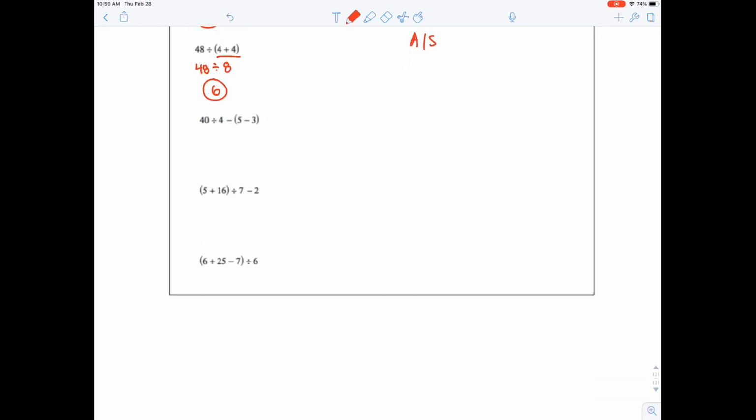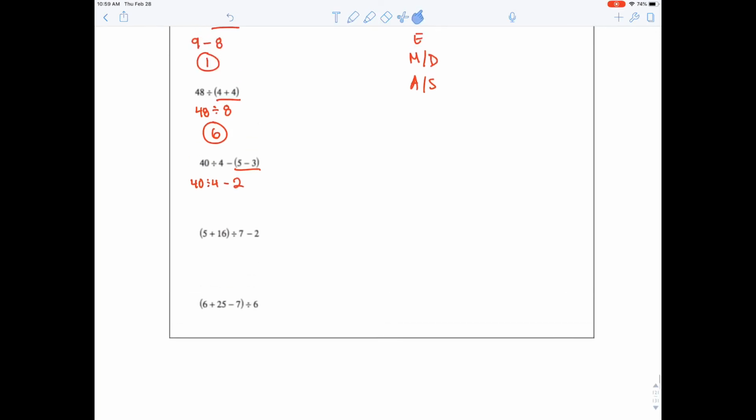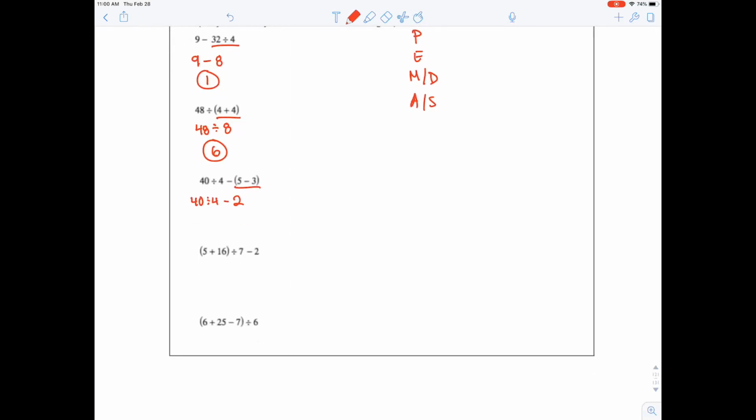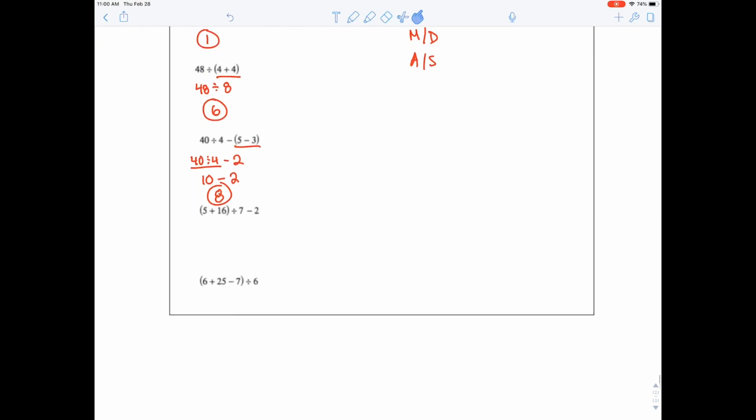All right, here we go. I have parentheses. So 40 divided by 4 minus, well, what's 5 minus 3? That's 2. Now I have this. Next on the order of operations, do I have any multiplication or division? Yes, I do. 40 divided by 4 is what I have to do next. So that's going to be 10 minus 2. 10 minus 2 is 8.